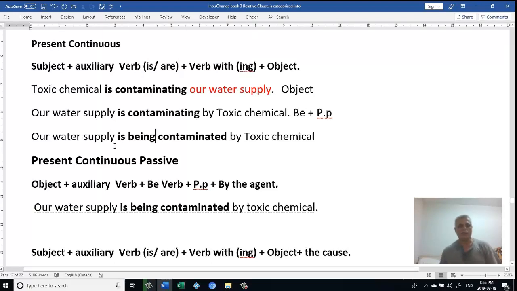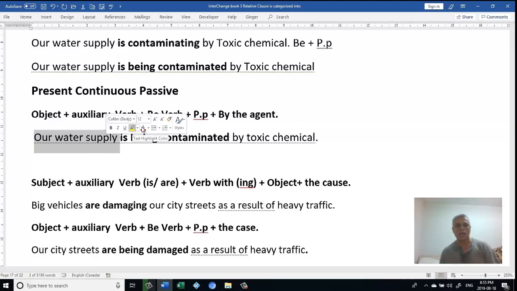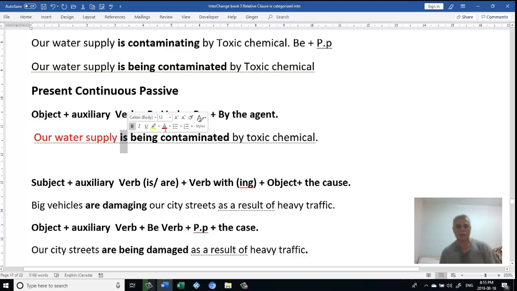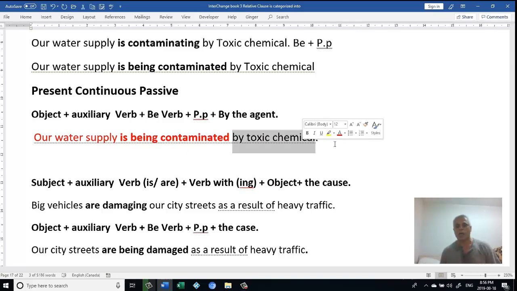That's why we call them passive with present. This is passive in the present continuous. Then we have passive present continuous: object, auxiliary verb, be verb plus past participle, by the agent. We say our water supply, that was our object, then we put it instead of the subject. Then we have is, it was actually there. Then we added to it be plus past participle. And then we have to make it ing because the actual sentence was in the present continuous. Then we add the agent, by the toxic chemical.